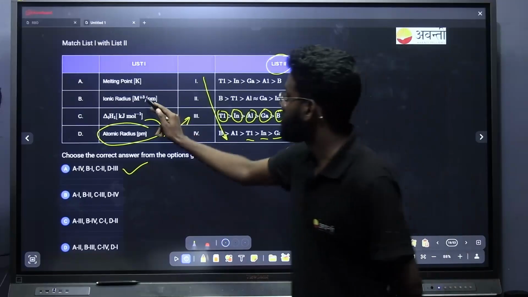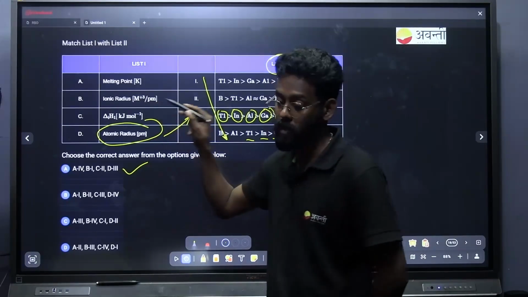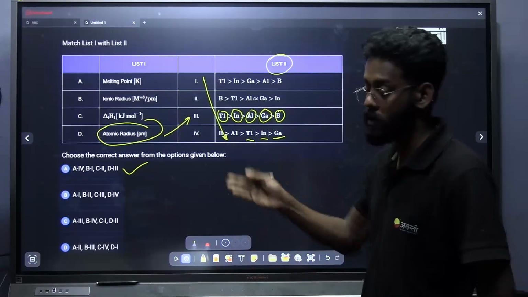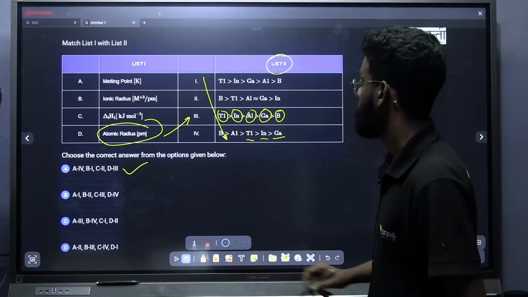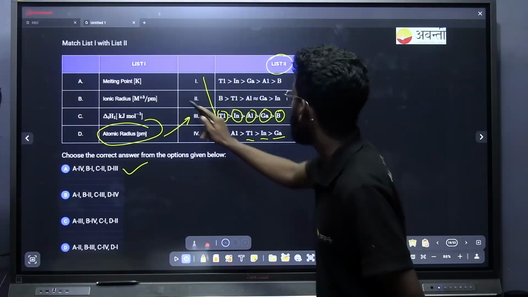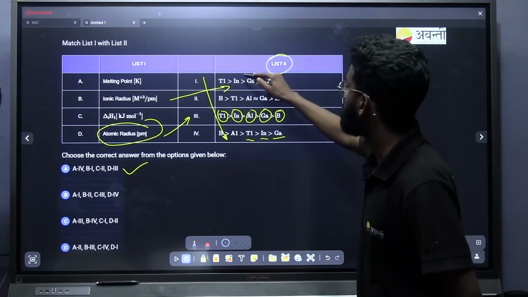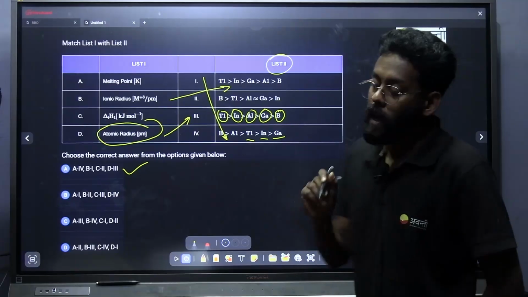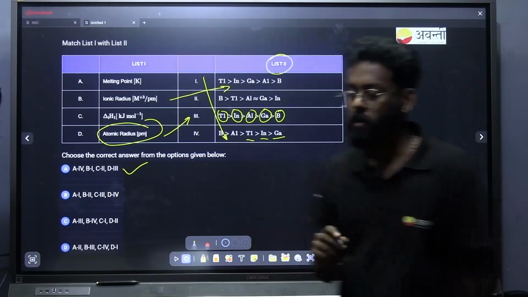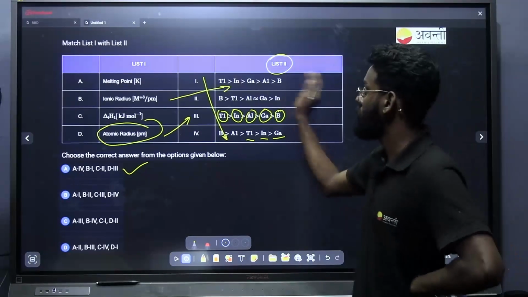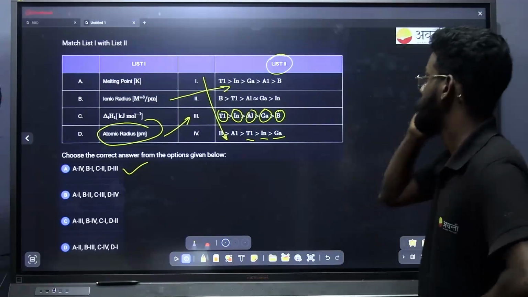What about the ionic radius? Ionic radius is M plus 3, that is after removing the third electron. What is the order of ionic radii? That is following the normal trend. Boron, then aluminium, then gallium, then indium, then thallium. M plus 3 ionic radii of boron is following the general trend, that is the top to bottom trend.